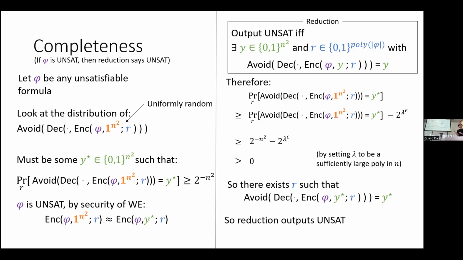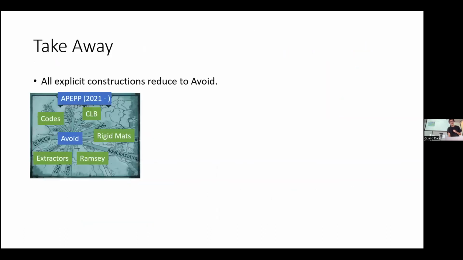This reduction is quite simple, and you can adapt it and tune the parameters to prove finer results, which say that avoid is not only hard against polynomial time, but also hard against stronger adversaries if you assume stronger assumptions. This is also done in the paper, but conceptually it's just this result. So this is the takeaway: all the explicit constructions reduce to avoid. For example, circulant rigid matrices, Ramsey graphs, extractors, codes, and everything reduces to avoid.